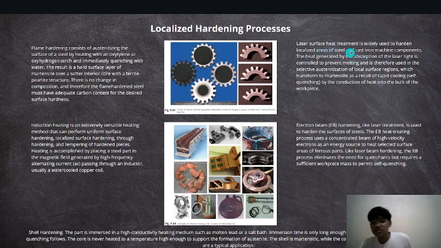Laser surface heat treatment is widely used to harden localized areas of steel and to case-harden machine components. The heat generated by the absorption of the laser light is controlled to prevent melting and is therefore used in the selective austenitization of local surface regions, which transform to martensite as a result of rapid cooling by the conduction of heat into the bulk of the workpiece.